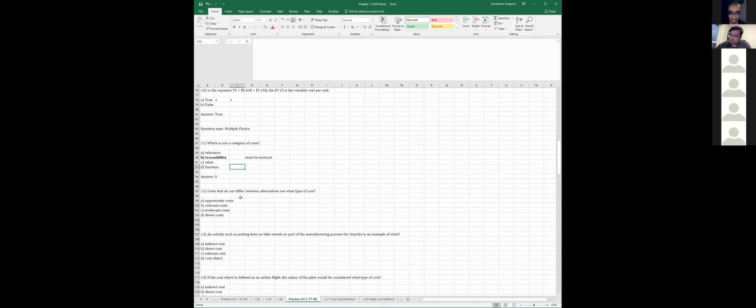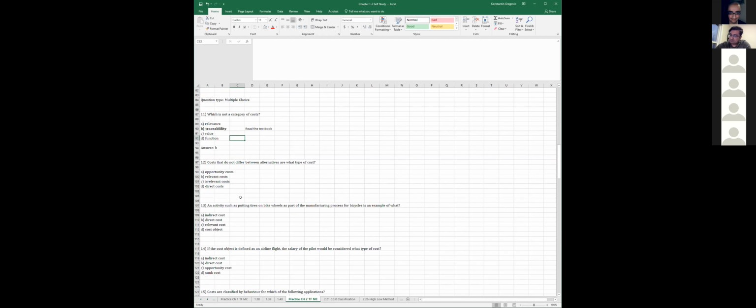Costs that do not differ between alternatives are what type of costs? Oh, you guys should be able to get this one. Costs that do not differ between alternatives are what kind of costs?